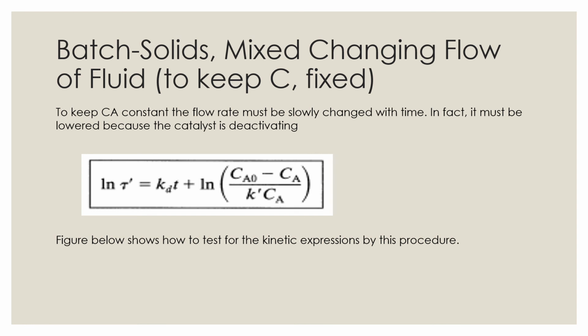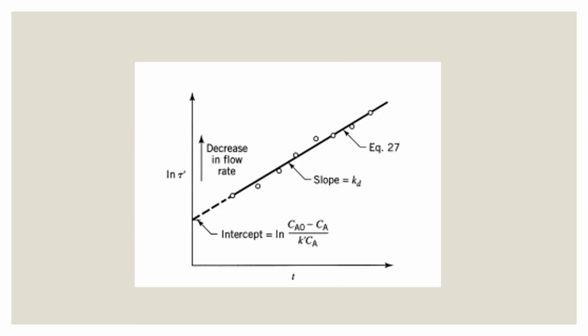Moving on, batch solids, mixed, changing flow of fluid to keep C fixed. Here the concentration is fixed. To keep C_A constant, the flow rate must be slowly changed with time. In fact, it must be lowered because the catalyst is deactivating. So this equation is given to justify this. The figure below shows how to test for the kinetic expression by this procedure, which is on the next page.